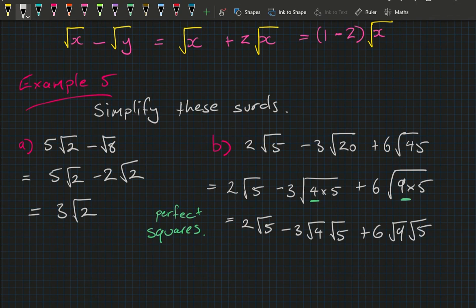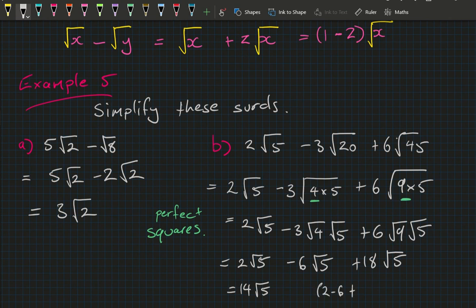Now you should know that the square root of 4 is 2 and the square root of 9 is 3. So we have nothing to change in our square root of 5, so that's equal to 2 times the square root of 5. Minus 3 times the square root of 4 is the same as saying minus 3 times 2, so that's minus 6 times the square root of 5. And 6 times the square root of 9 is 6 times 3, so that's just 18, of course, times the square root of 5. So now I've got all like surds, and we've got 2 minus 6 is minus 4, plus 18 becomes 14. So we have 14 times the square root of 5. I'll just put a little note down here because 2 minus 6 plus 18 equals 14.